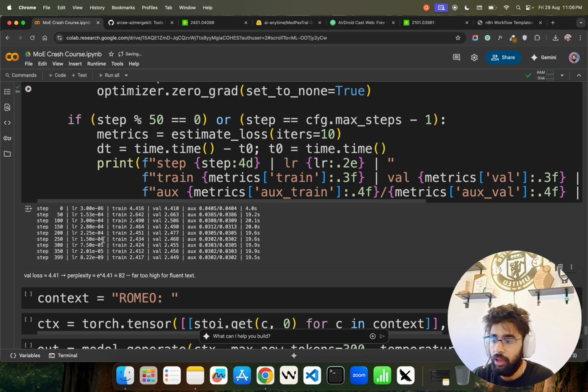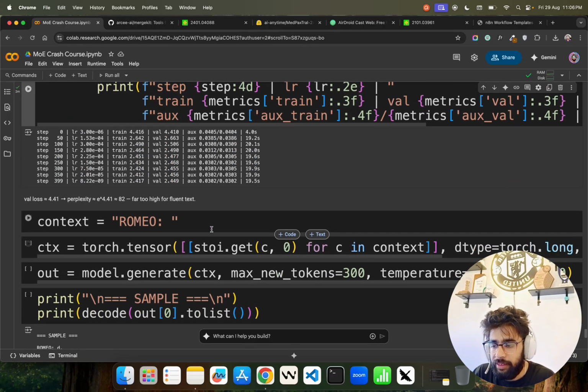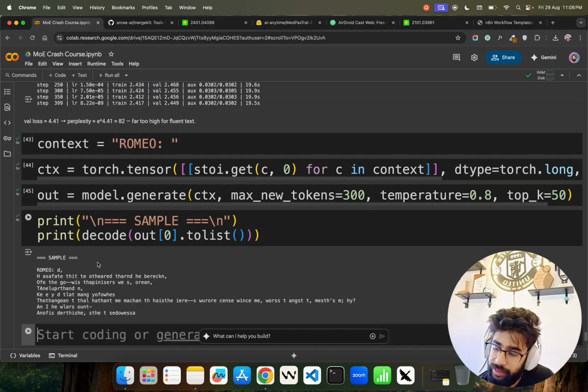Now you can see we have around 400 steps, and the learning validation loss, that's fine. Doesn't look that good, 2.45, let's say. And let's say I have a context. I want to get the output. So let's get the output. Model.generate. And you can see it's so bad.